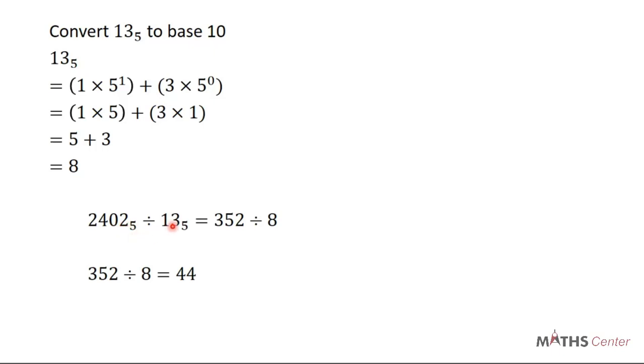2402 base 5 divided by 13 base 5, we have it in base 10 to be 44. But we don't want our answer in base 10. The question gave us the numbers in base 5. So we have to represent our answer in base 5. So we have to convert 44 to base 5.